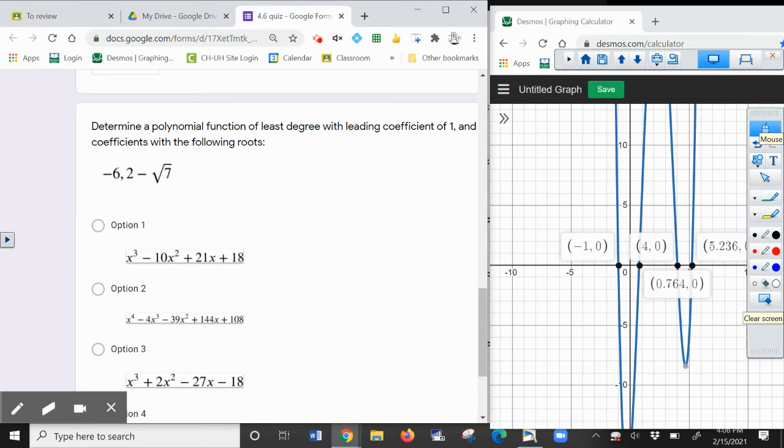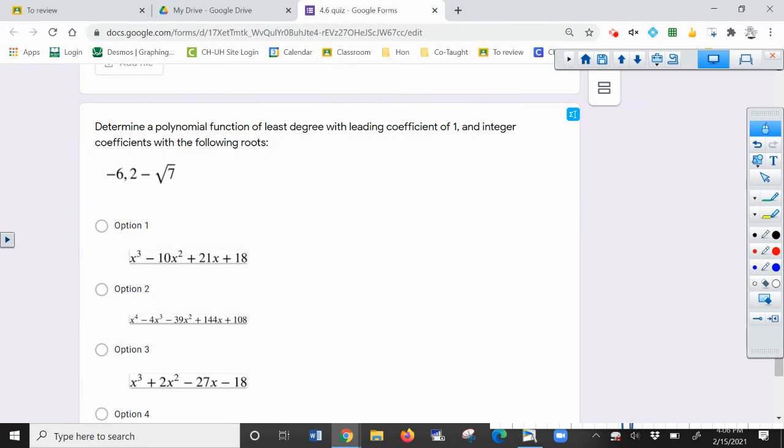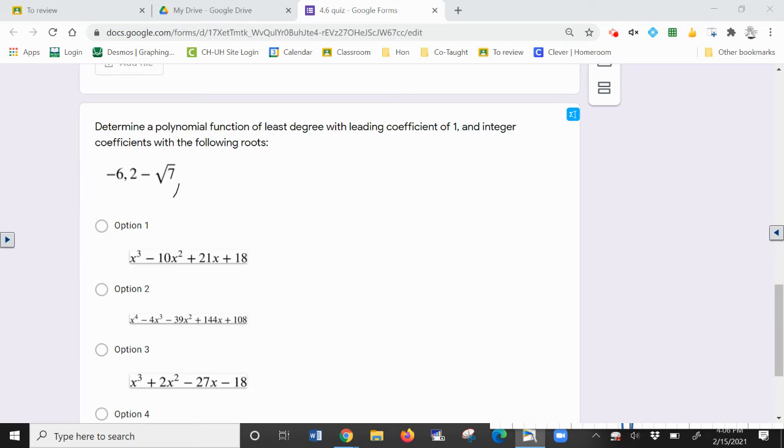The last two involve finding polynomial answers based on what's given. So for instance, determine a polynomial function of least degree with leading coefficient of 1 and integer coefficients with the following roots. The first thing to know is that if it's going to have integer coefficients, then the conjugate is also going to be one of the answers.